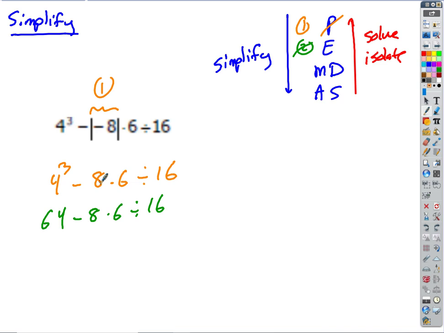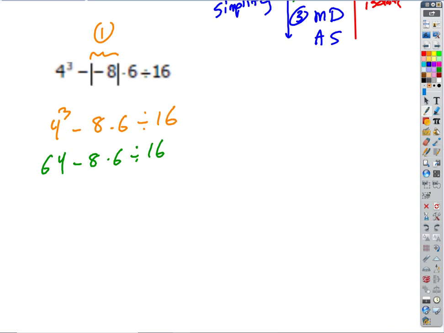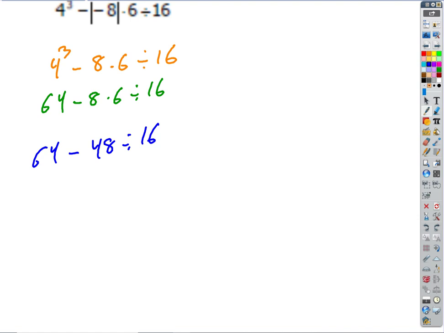The next thing we did was we took 4 cubed, we got down to the exponent step. Then we'd get down to step 3, which would be multiply and divide. What would that look like? 64 minus, I have to do the 8 times 6 first. So I'd get 48 divided by 16, and then there'd be another step there, wouldn't there? There's another division we have to do. So we'd end up with 64 minus 48 divided by 16 is 3. So our final answer is, okay, good.